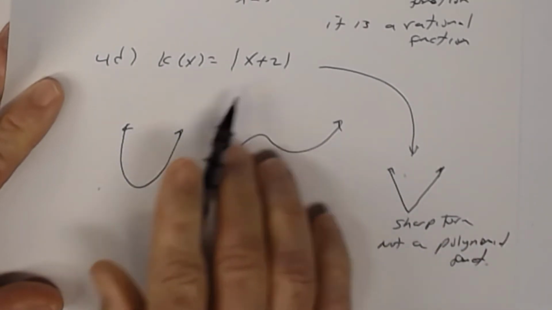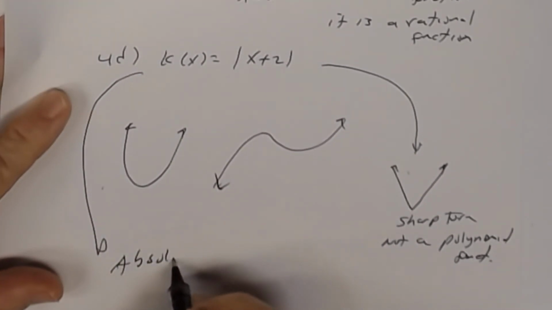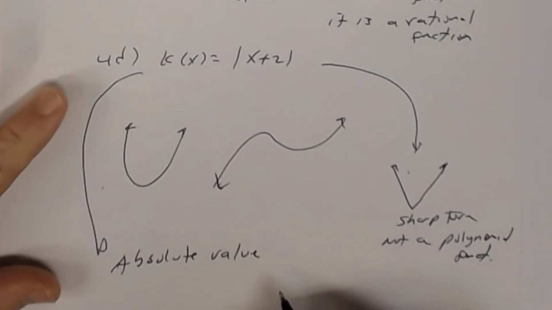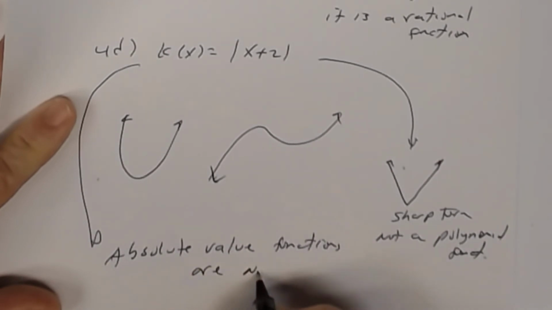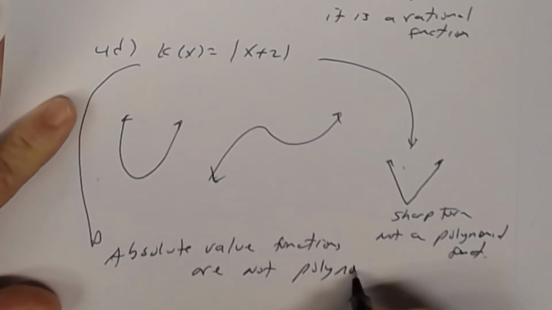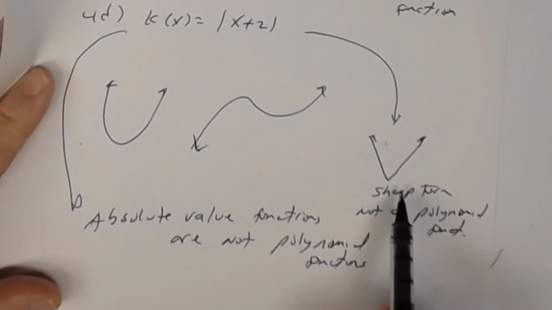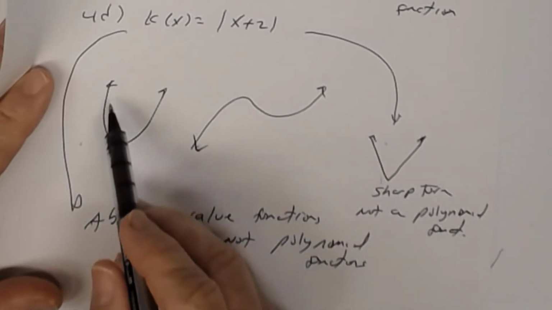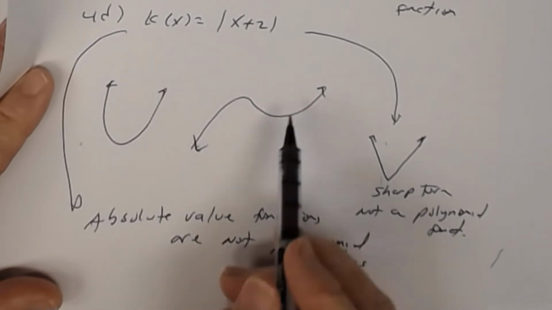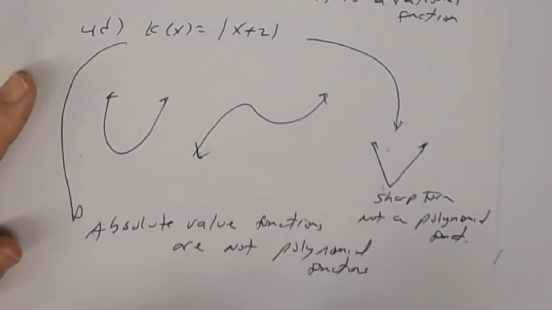Okay, so absolute value functions are not polynomial functions. And one of the things you can see that helps you understand why it's not is because that turn right here is not a smooth turn. It's a sharp turn. You got to have smooth turns. Okay? That's a very sharp turn. So that's not a polynomial function.